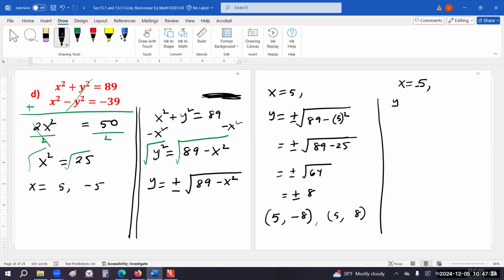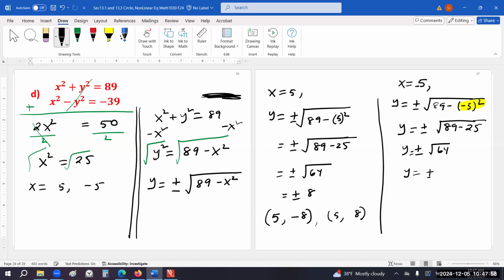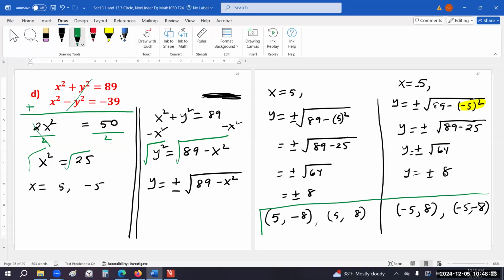When x is negative 5, y is plus minus square root of 89 minus negative 5 squared. So y is plus minus square root of 89 minus the same thing. So again, we have our x value negative 5. Y is, one of them is positive 8. The other one is negative 8. Combining them, we get our 4 solutions.